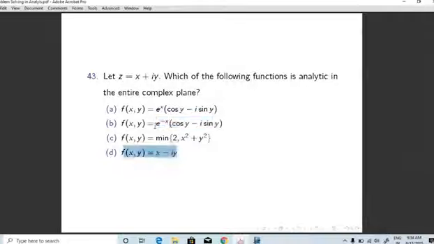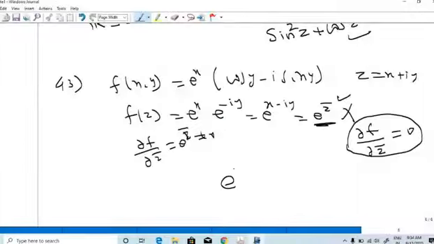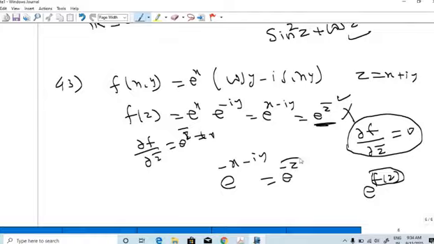The second one can be written as e^{-x} e^{-iy}, so it is e^{-x-iy}, which is e^{-z}. We know that e^{f(z)} is analytic whenever f is analytic, and −z is a polynomial. Therefore, e^{-z} is an analytic function, so the second option is always analytic. Now look at the third one.